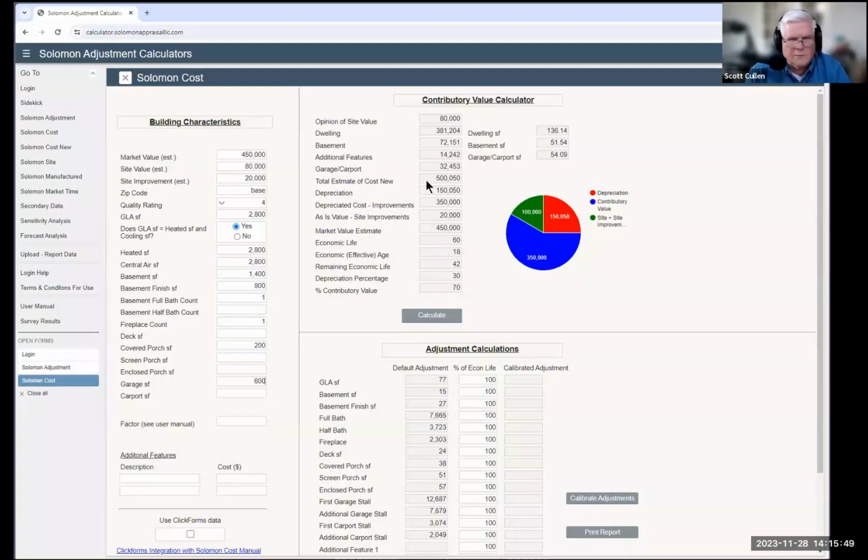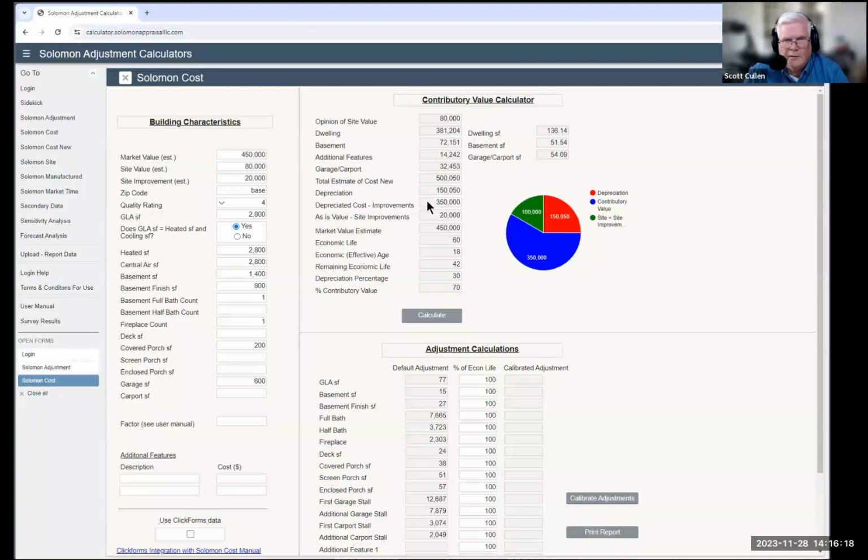Now, the depreciated cost, as we just talked about in that graph before, that bar chart or column chart, I guess it was, market value minus site value minus site improvements is $350,000. That's the contributory value of the house. So there it is. Depreciated cost is the same as contributory value.